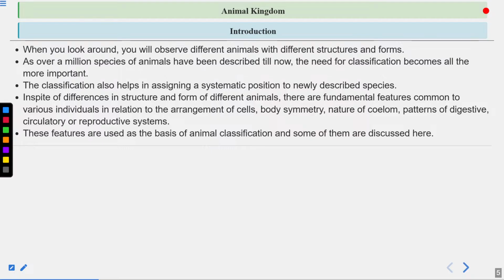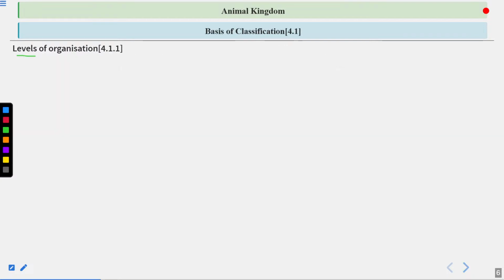So these features are used as the basis of animal classification, and some of them are discussed here, right? So what are the fundamental features that we are going to discuss? Let us see that. The first one is the level of organization. What is the level of organization?